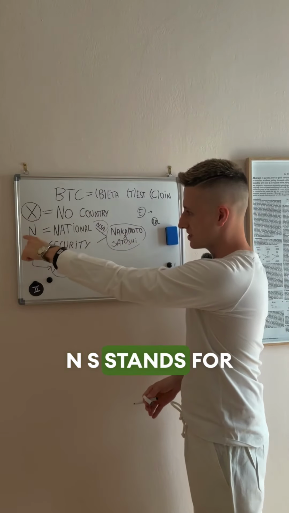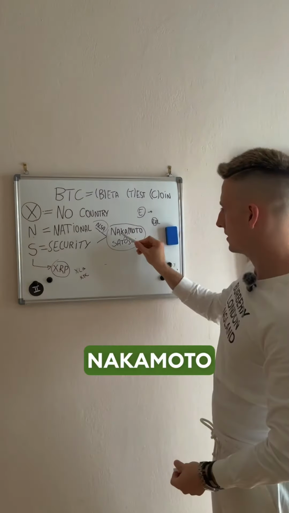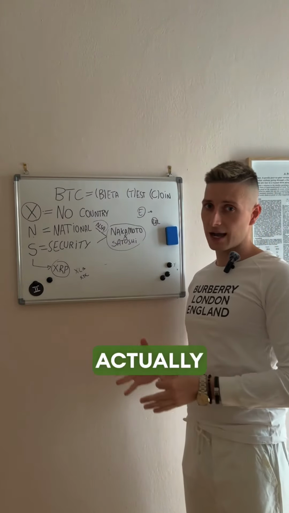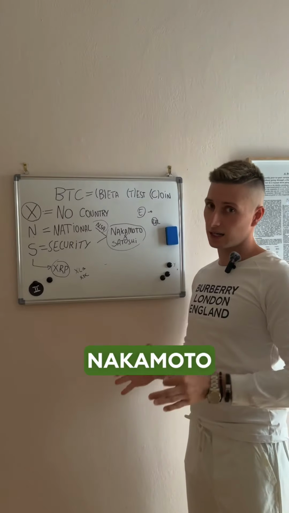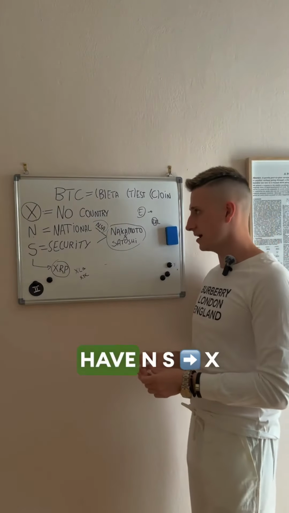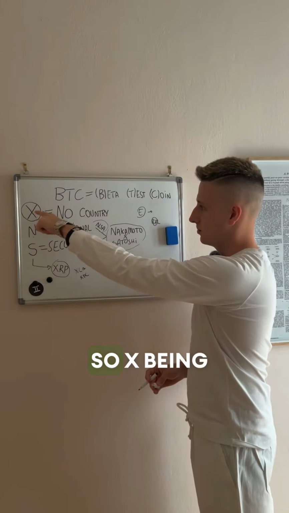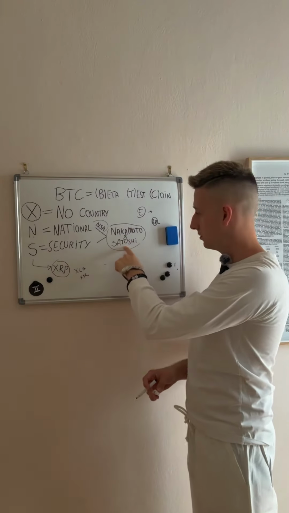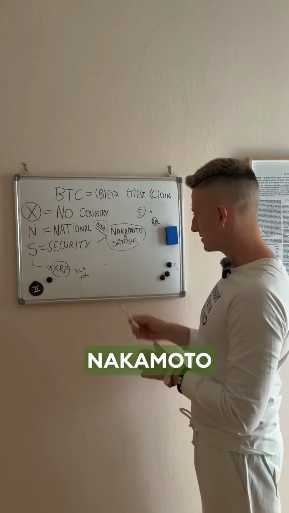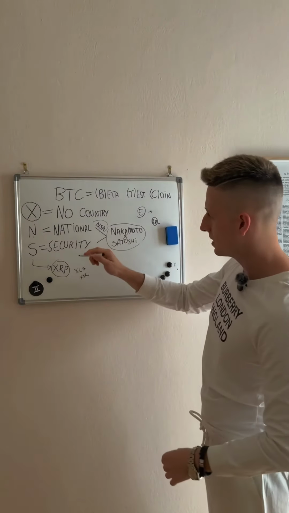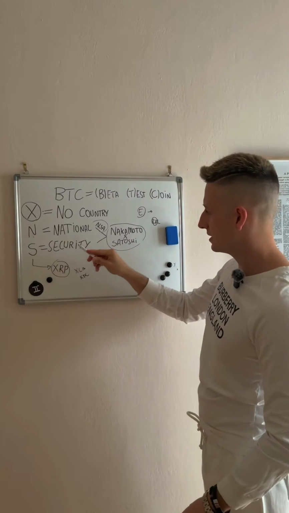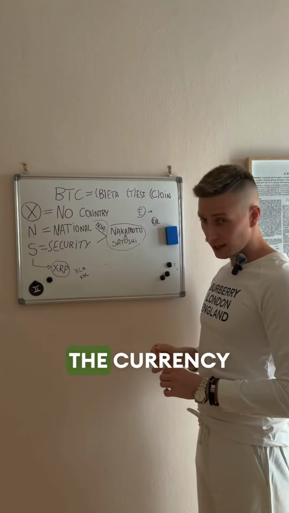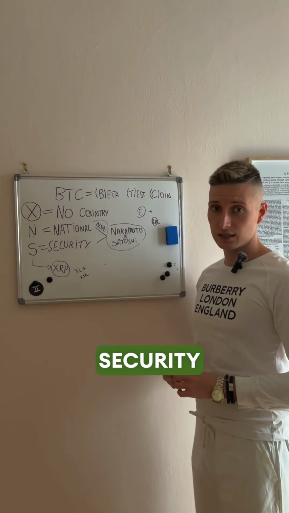Now, NS stands for Nakamoto Satoshi. It's actually inverted because in Japan, the surname comes before the given name, and that makes Nakamoto Satoshi instead of Satoshi Nakamoto. So there you have NS, XNS, so X being no country of issue, and NS standing for Satoshi Nakamoto over here. But the real catch is that Nakamoto Satoshi actually means National Security Agency. How interesting is that? The NSA, so that stands for the currency of the National Security Agency.